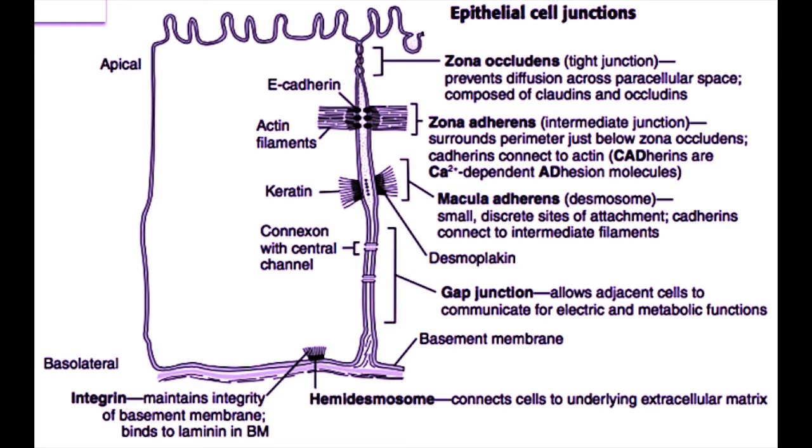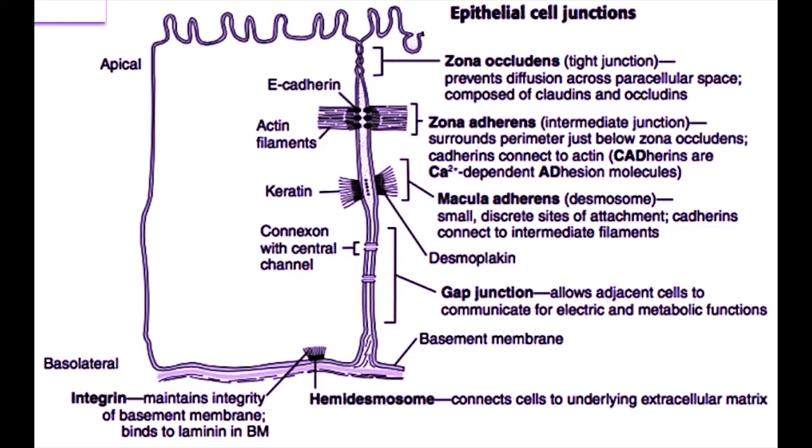Now looking at this on more of a microscopic and even electron microscopic level, we're going to look at some of the cell junctions that help to connect the epithelial cells to one another and also help the epithelial cells communicate with each other. Going from the most superficial junctions all the way down to the deepest junctions, we're going to start with the zona occludens. Zona occludens are also called tight junctions, and they are important because they sit at the very surface of the skin, so they're the most superficial of the junctions connecting epithelial cells, and they prevent diffusion across the paracellular space.